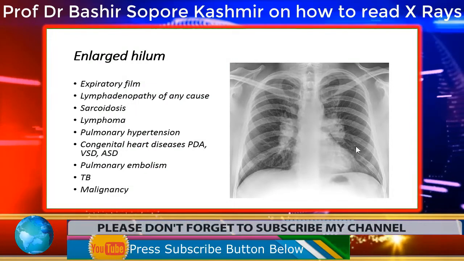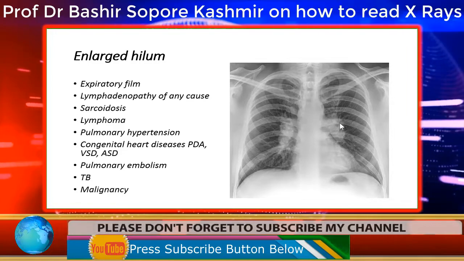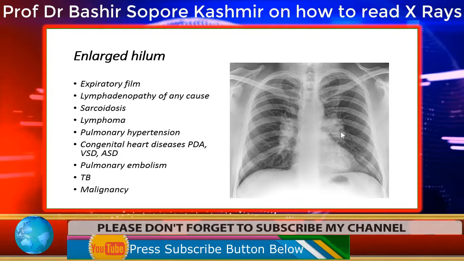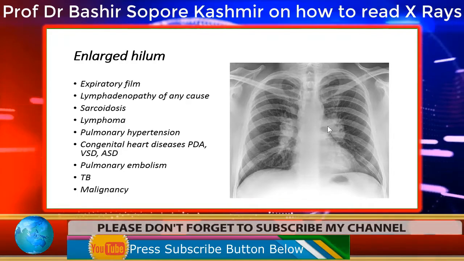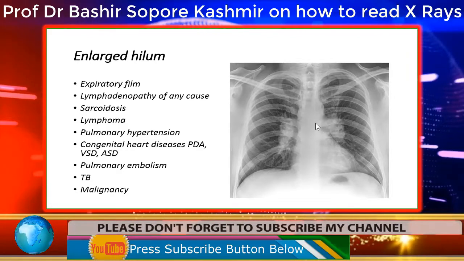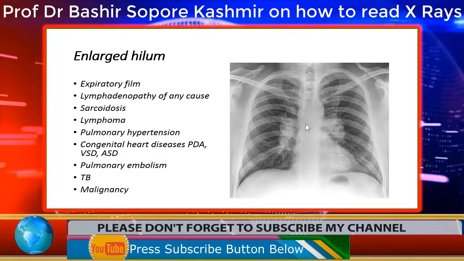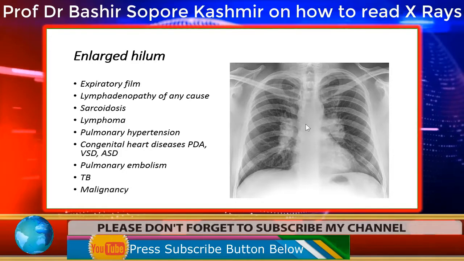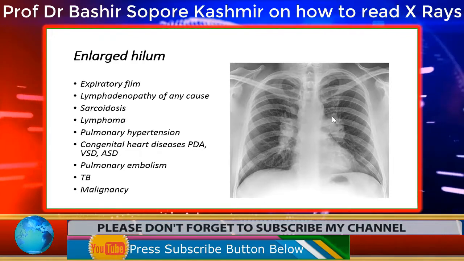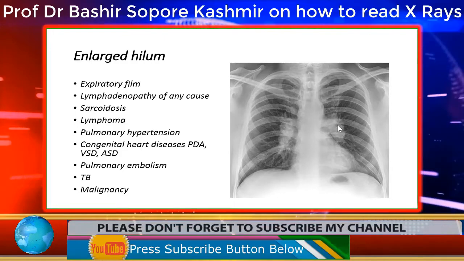Now, what are the causes of enlarged hilum? If you see here, we can clearly see that hila of left as well as right are enlarged. The causes for enlargement of the hila are if the film is taken in expiration, if there is lymphadenopathy due to various causes, or in cases of sarcoidosis, lymphoma, pulmonary hypertension, congenital heart diseases like patent ductus arteriosus, VSD, ASD, or in cases of tuberculosis and malignancy. So either one hilum will be enlarged or both hila will be enlarged depending upon the severity of the disease.